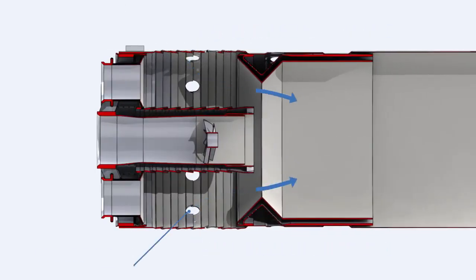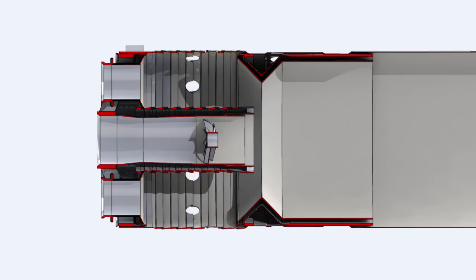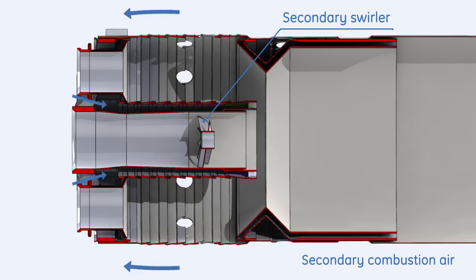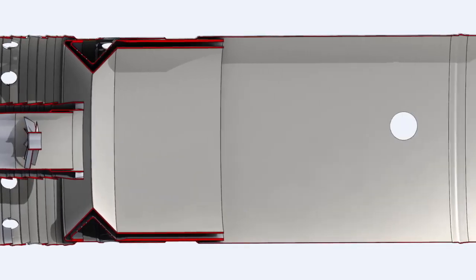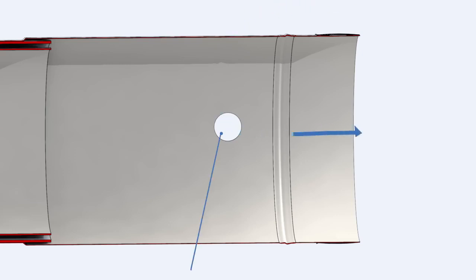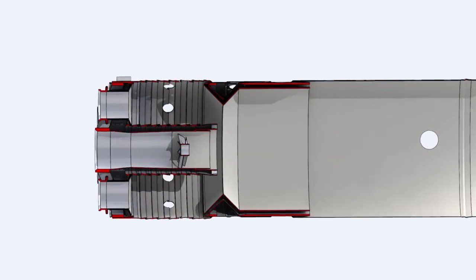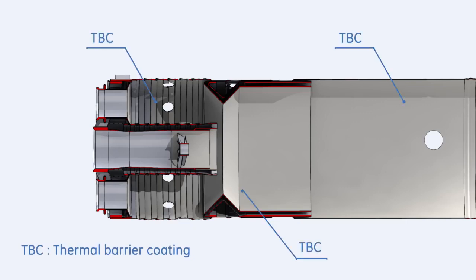Air enters from metering holes for combustion functions. Secondary combustion air enters through the center body. Dilution air enters the liners from 3 holes at the aft side of the liner. Due to the extremely high temperatures encountered inside the liner, all surfaces which are exposed to the flame are protected by thermal barrier coating.